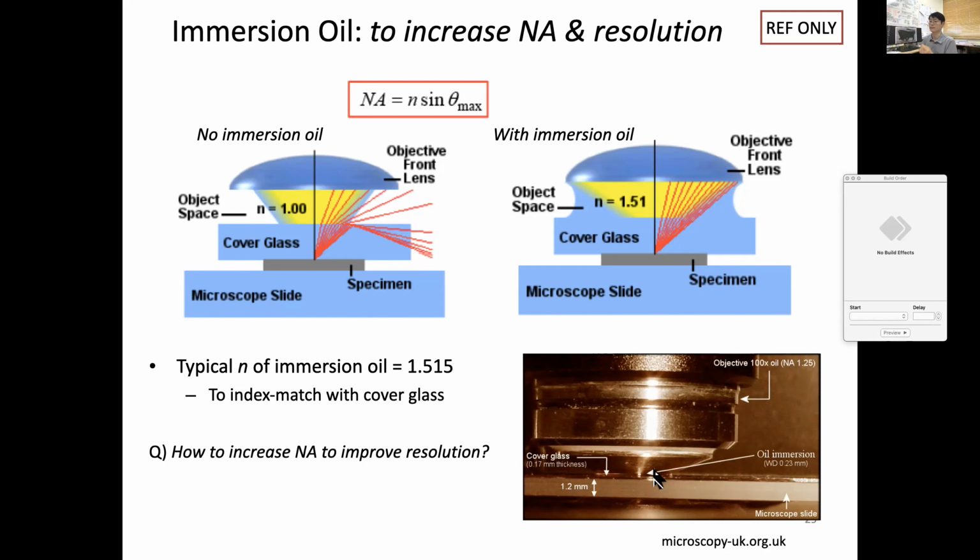That's a practical tip. So how to increase numerical aperture to improve resolution? If you want to increase resolution, you need to increase numerical aperture. So people have thought about how to increase it. First, you want to increase this angle, which means you have to have a bigger lens. And the other is you need to use a medium with a higher refractive index, such as oil in this case.